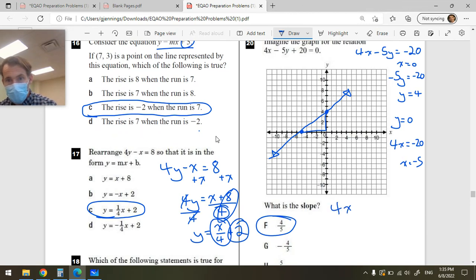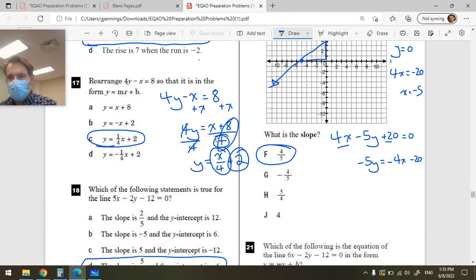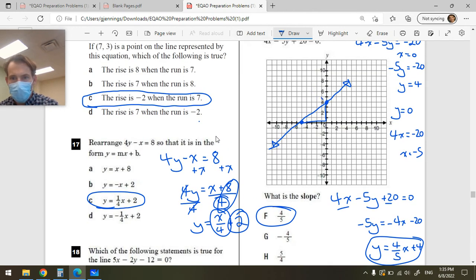4x minus 5y plus 20 equals 0. So that's minus 5y is equal to negative 4x minus 20. Okay, I just subtracted this and this from both sides of the equation, so it moves over. And then I divide both sides by negative 5, so I have y is equal to 4 over 5 x plus 4, the two negatives cancel. Okay? And notice that that's this line. Crosses at plus 4, and it has a run of 5, rise of 4.